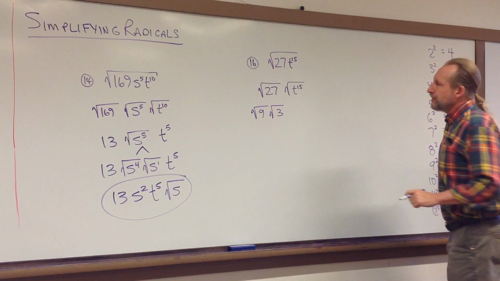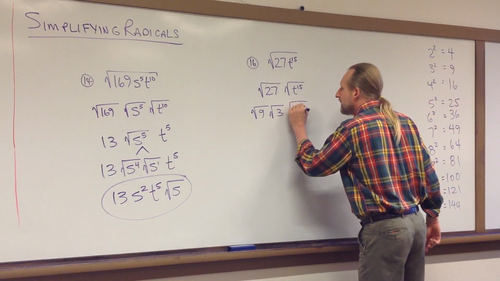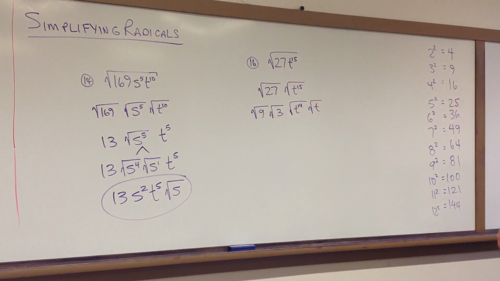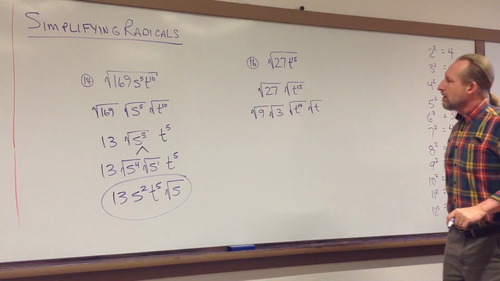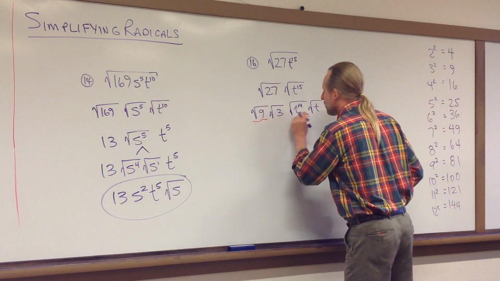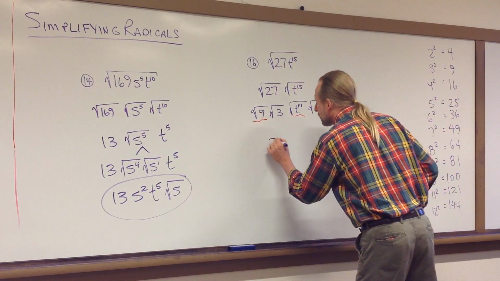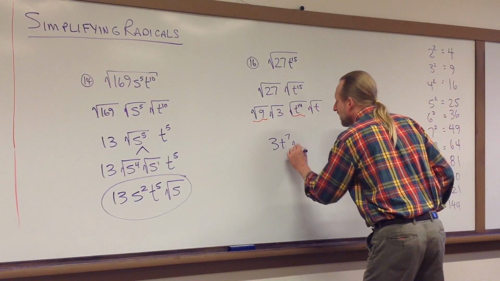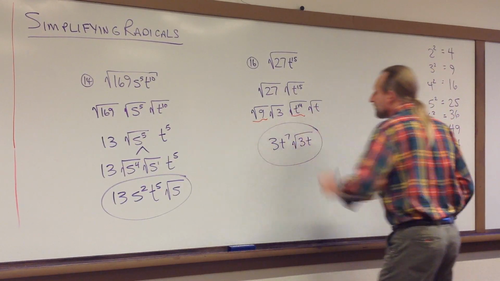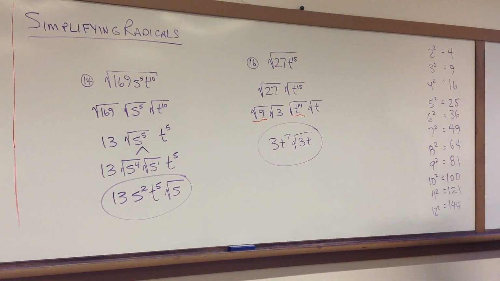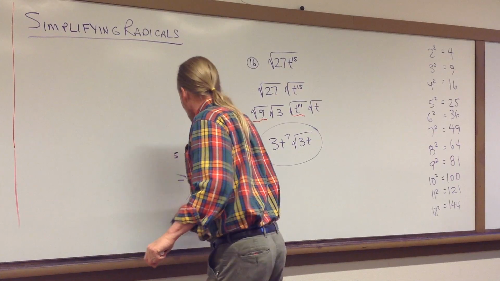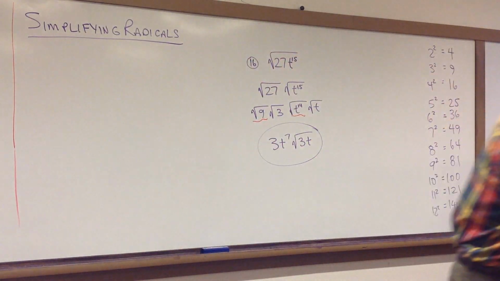And with this t to the 15th power, we just want to break off an even power so we can square root it, and that'll leave a t to the first power under the square root. So this one and this one are our perfect squares. These two are going to get square rooted, and that'll give us 3 t to the 7th power. And then this one and this one stay underneath the square root because they're not perfect squares. So we come out of this with 3 t to the 7th times the square root of 3t. All right, let's look at a couple more. That was 16.